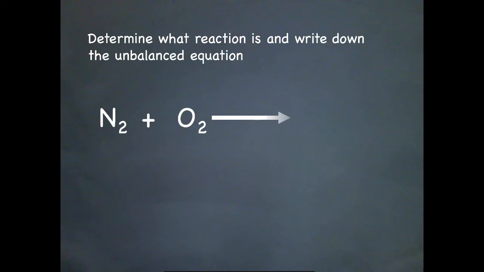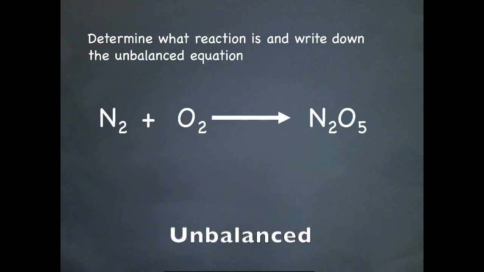Now let's go over to the right-hand side. Dinitrogen, that means 2 nitrogens, and pentoxide, that means 5 oxygens. So this is my unbalanced equation.